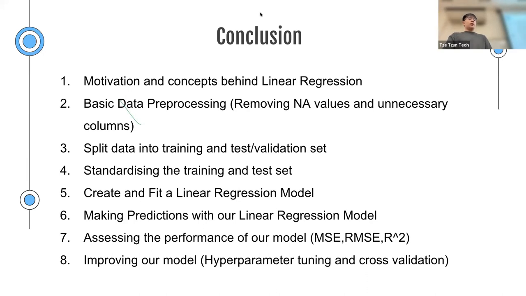And lastly, we assess the performance of the model based on three metrics: mean squared error, root mean squared error, and R squared. There are a lot of other metrics out there, but these are the three main ones that we focused on today. And then we tried to improve our model through hyperparameter tuning and cross validation.